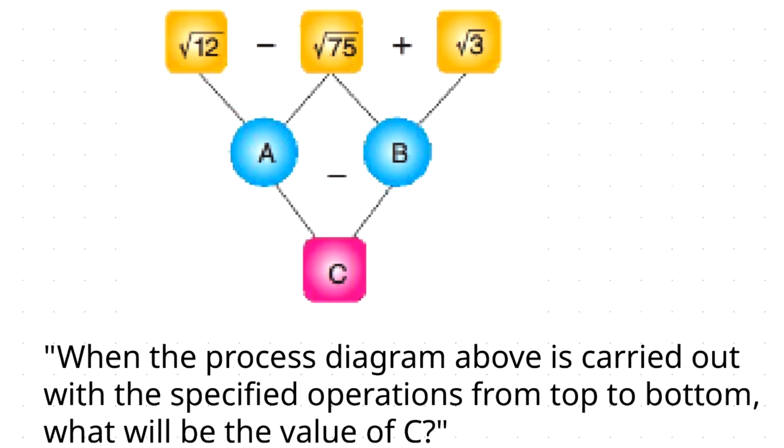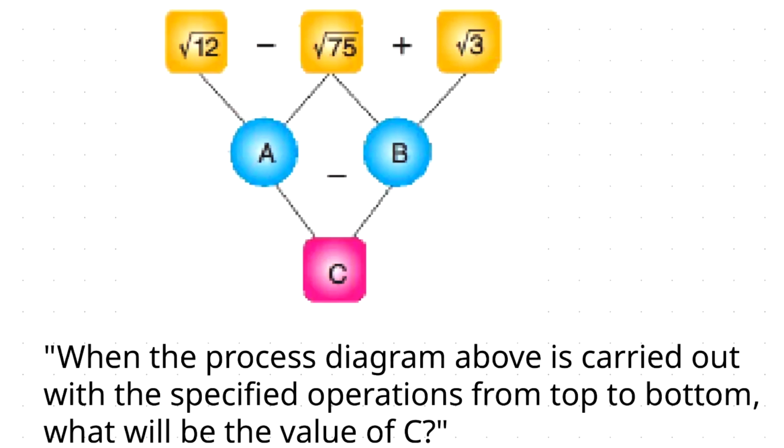To find the value of C, we will be required to find the value of A and the value of B. To find the value of A, we will need to do this subtraction: square root of 12 minus square root of 75. Let's simplify these first.